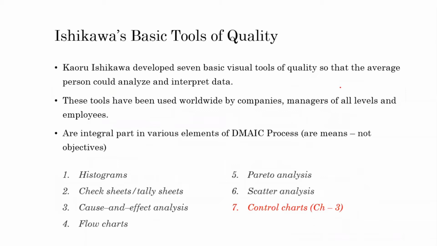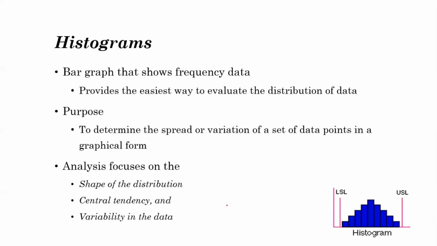And basically, you have seen that the 7 SQC tools are credited to Kaoru Ishikawa because he consolidated them as one statistical control tools package. And these tools are histograms, spreadsheets, cause and effect analysis, flowchart, Pareto, scatter, and control charts. Now, control charts are a very critical part of the statistical quality control tools. So we'll look at them separately in the third chapter. Now we also started to look at histograms.